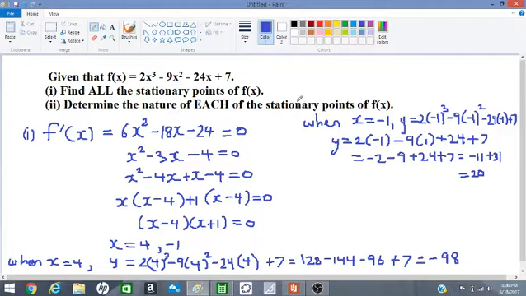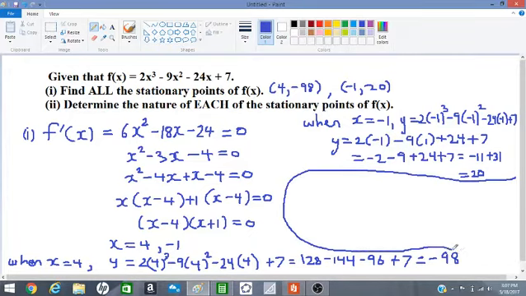So our two stationary points are (4, minus 98) and x equal minus 1, y equal 20. These are our two stationary points. The coordinates of our two stationary points are shown. Now we are asked to determine the nature of each of the stationary points.